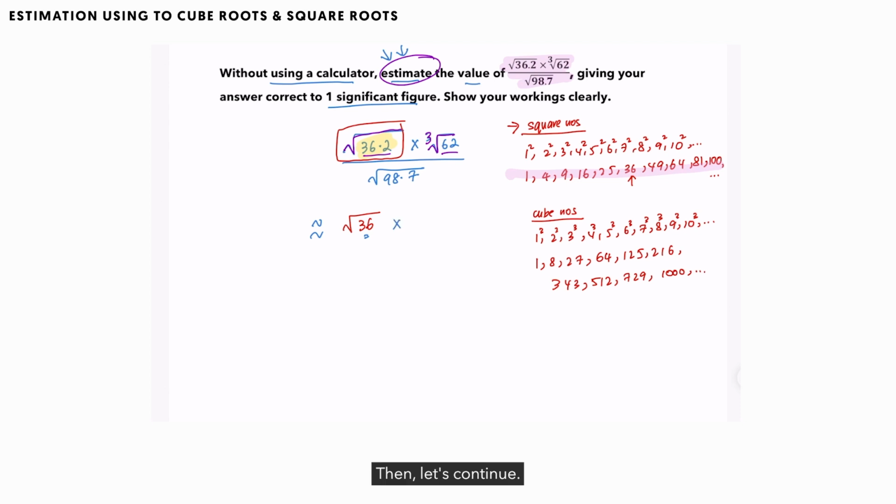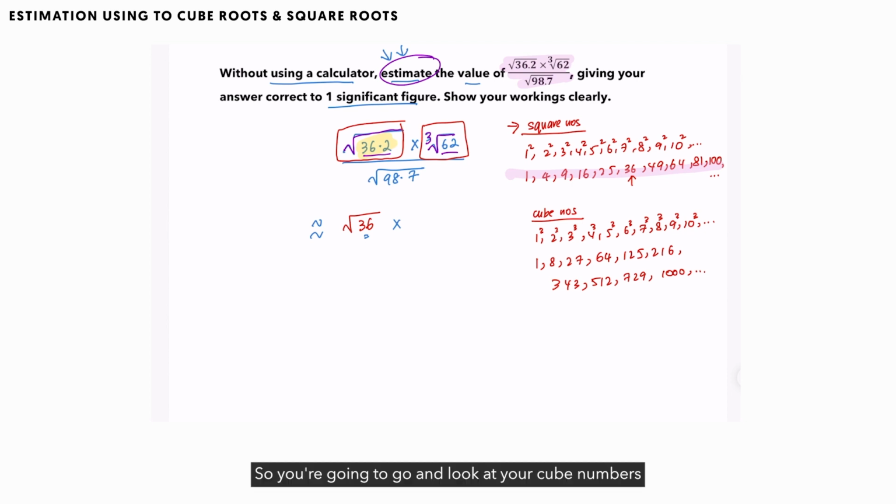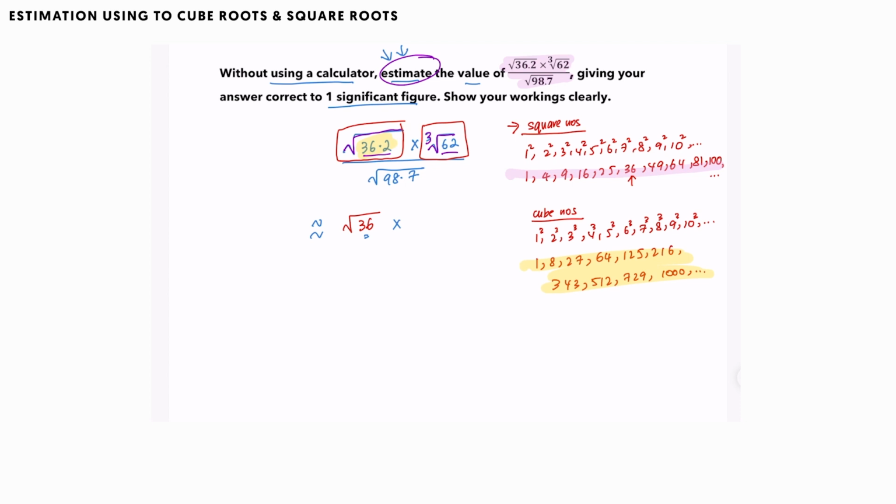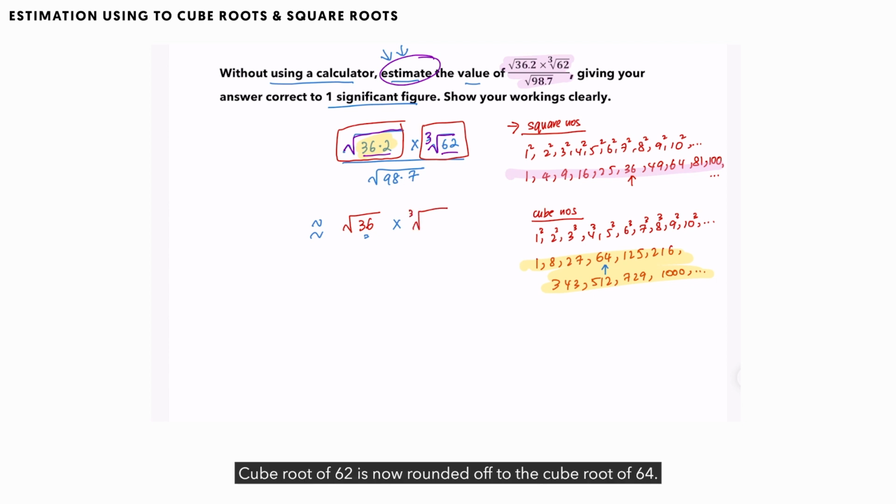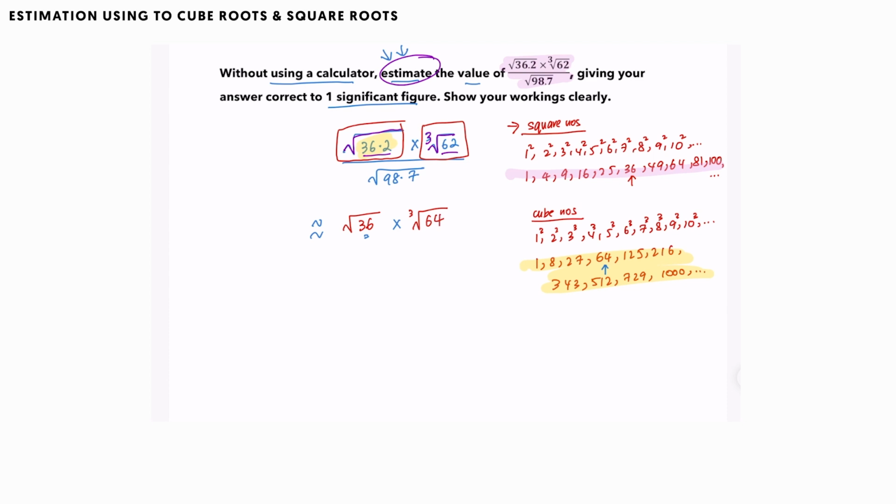Then let's continue. What then is the cube root of 62? So you're going to go and look at your cube numbers and ask ourselves, which number over here in the list is closest to 62? Yes, it should be 64. So let's go ahead and write that down. Cube root of 62 is now rounded off to the cube root of 64.